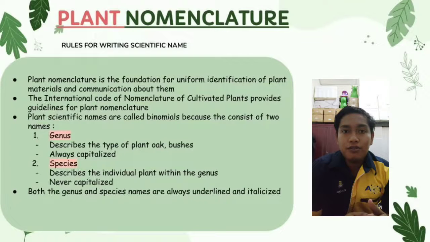And the last one is nomenclature. The International Code of Botanical Nomenclature is the foundation for uniform worldwide identification of plants. Then the International Code of Nomenclature for Cultivated Plants provides a guideline for the nomenclature. The system of scientific nomenclature used was developed by Linnaeus. The plant is named as binomial because it consists of two names, which are genus and species. Each name of the plant has a valid scientific name, and the genus name describes the type of plant, for example, oak and bush. The species name is described in the word with the genus, and the genus is always capitalized, and the species is never capitalized. Both genus and species names are underlined or italicized.